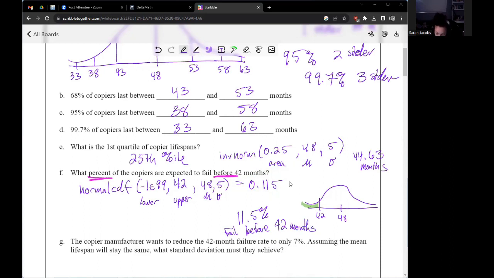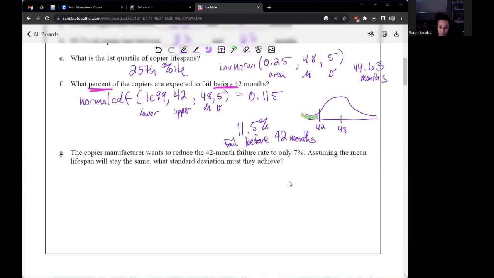Okay. Last but not least on this page, this one gets tricky. The copier manufacturer wants to reduce the 42-month failure rate to only 7%. So here's a percent that we're being given. Pretty good clue that we're going to use inverse norm because we already have a percent. Here's our point of interest again. Assuming the mean lifespan will stay the same. So the mean is staying the same. What standard deviation must they achieve?